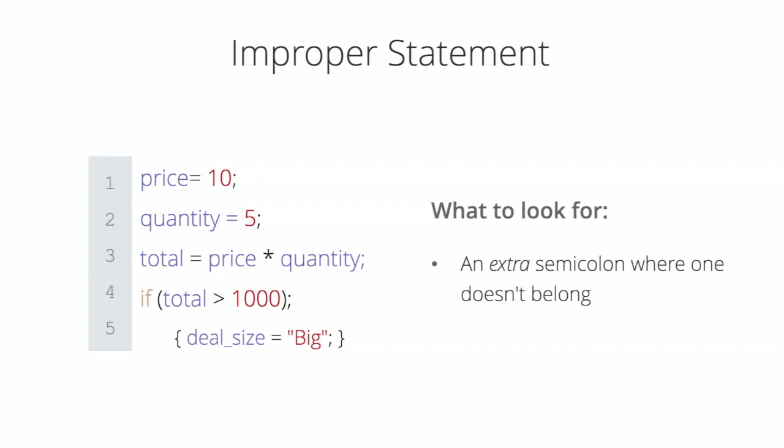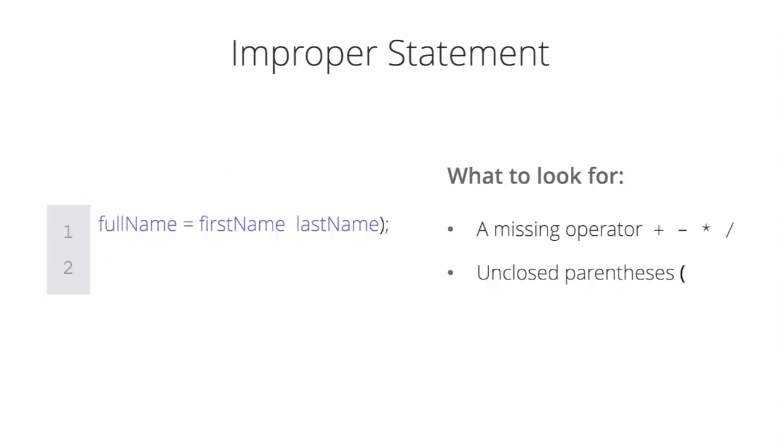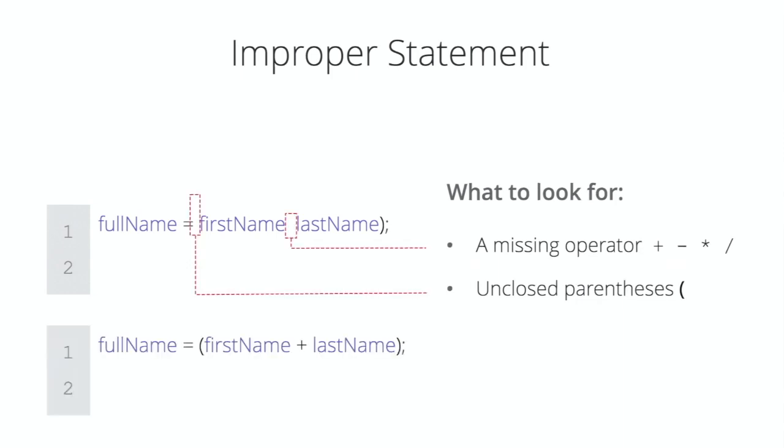So can anyone here tell me where the error is? You look at it real quick. Yes, line 4, excellent. So there's an extra semicolon there. The if statement doesn't have a semicolon before the curly brace. All right, so of course other basic things to look for: missing operators in this case, or an unclosed parenthesis, so we have both of those here, and we'll put those together.